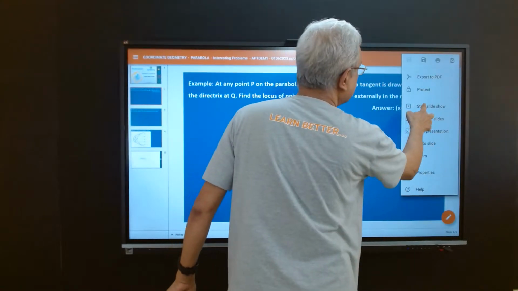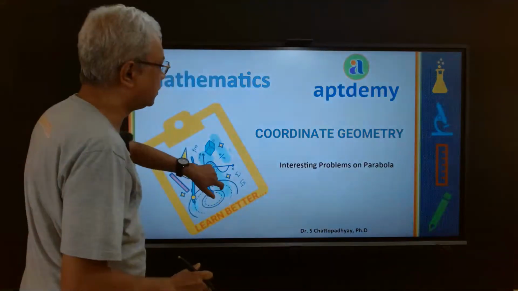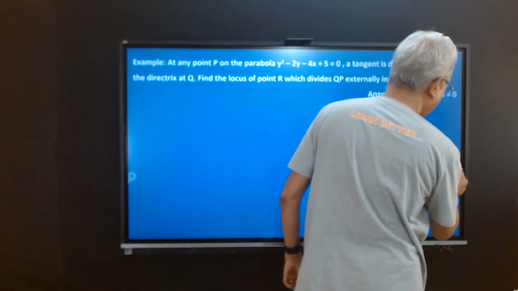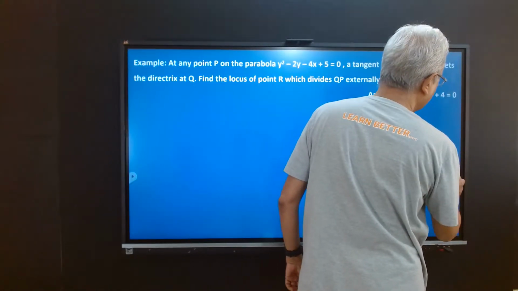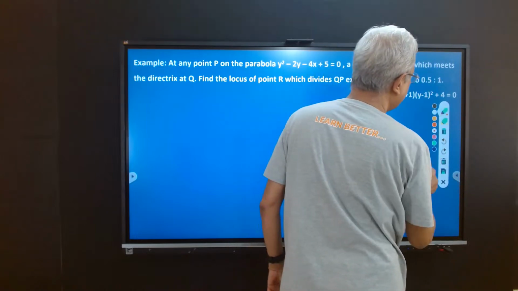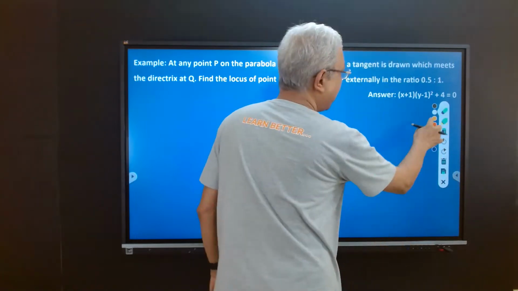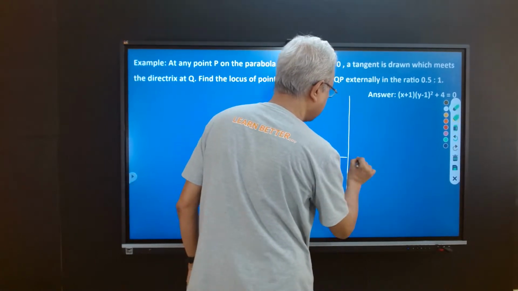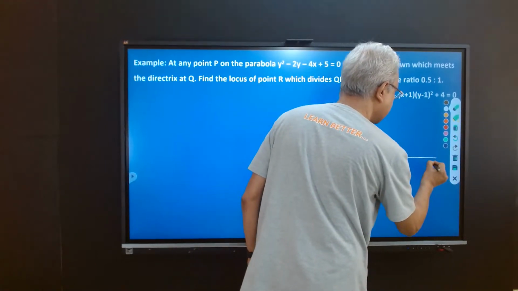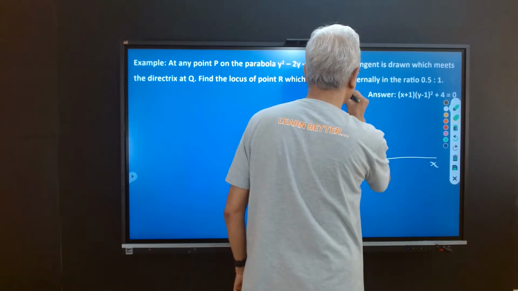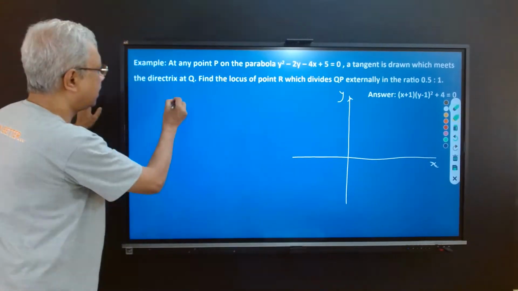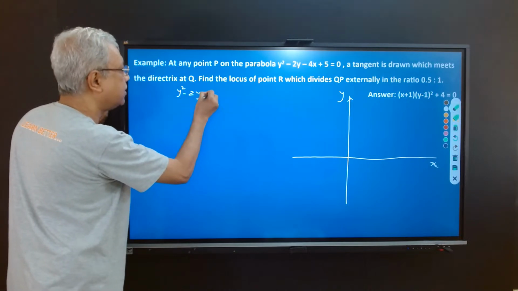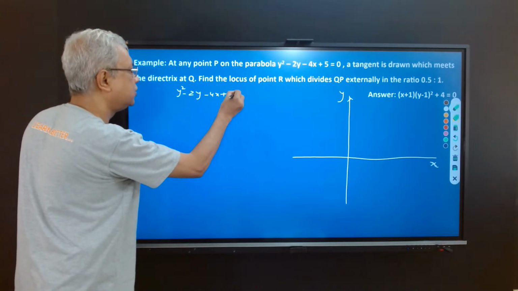So just let me recall what we have arrived at so far. The parabolic drawing is like this. This is the x-axis, this is the y-axis. Because this equation, just let me recall, is y square minus 2y minus 4x plus 5 equal to 0.